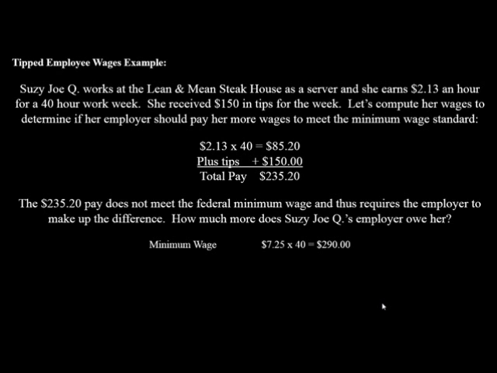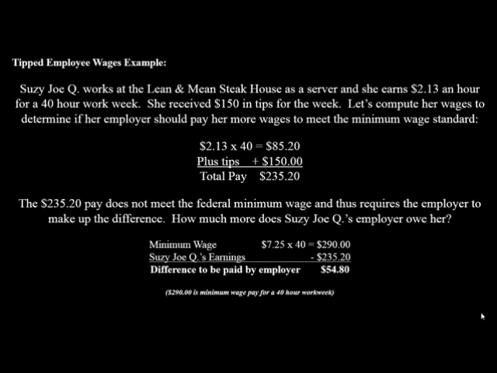Minimum wage at $7.25 an hour for a 40-hour work week is $290. Susie Joe Q earned $235.20. Thus, her employer owes her an additional amount of $54.80.